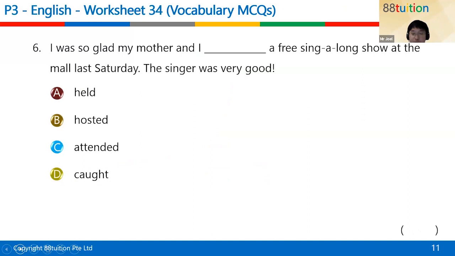Okay, so here we have vocabulary. I love vocabulary. So question 6. Wei Hong and Vaish got this one wrong. "I was so glad my mother and I watched a free sing-along show at the mall last Saturday. The singer was very good." Now, who said C? Not me.